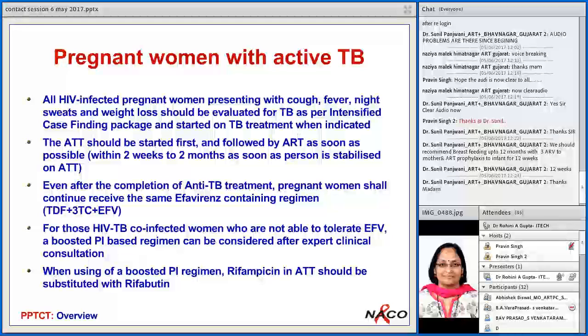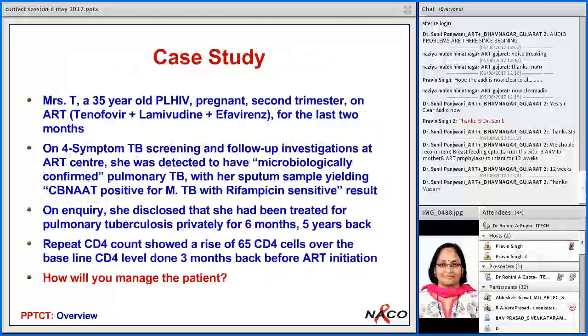What do we do in pregnant women with active TB? All HIV infected pregnant women presenting with cough, fever, night sweats and weight loss should be evaluated for TB, as per the intensified case finding package which has been initiated. ATT should be started first, followed by ART as soon as possible. Even after completion of anti-TB treatment, pregnant women should continue ART, because it is lifelong ART. For all those HIV TB co-infected who are on a PI based regimen, rifabutin needs to be given instead of rifampicin.